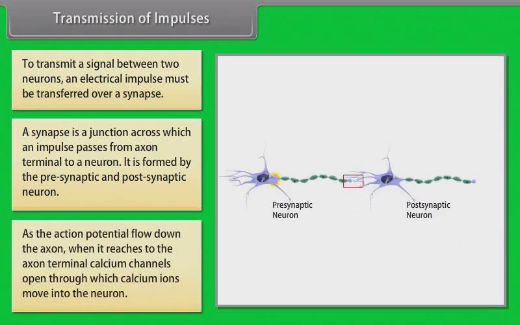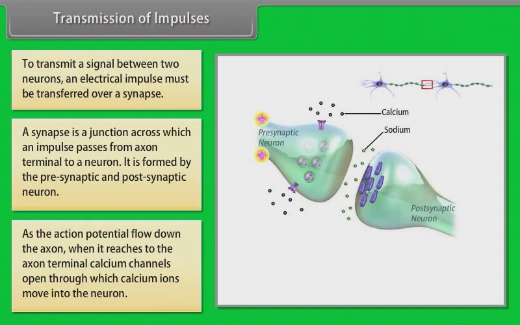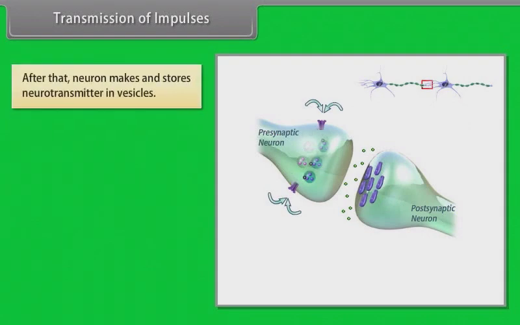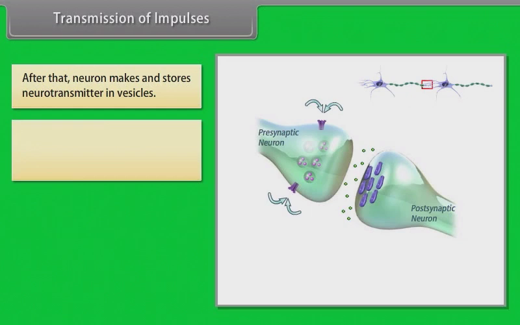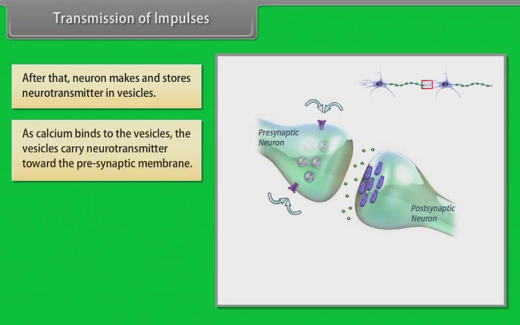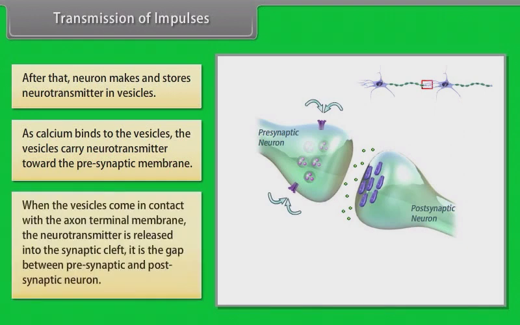As the action potential flows down the axon, when it reaches the axon terminal, calcium channels open, through which calcium ions move into the neuron. After that, the neuron makes and stores neurotransmitters in vesicles. As calcium binds, the vesicles carry neurotransmitter towards the presynaptic membrane. When the vesicles come in contact with the axon terminal membrane, the neurotransmitter is released into the synaptic cleft.